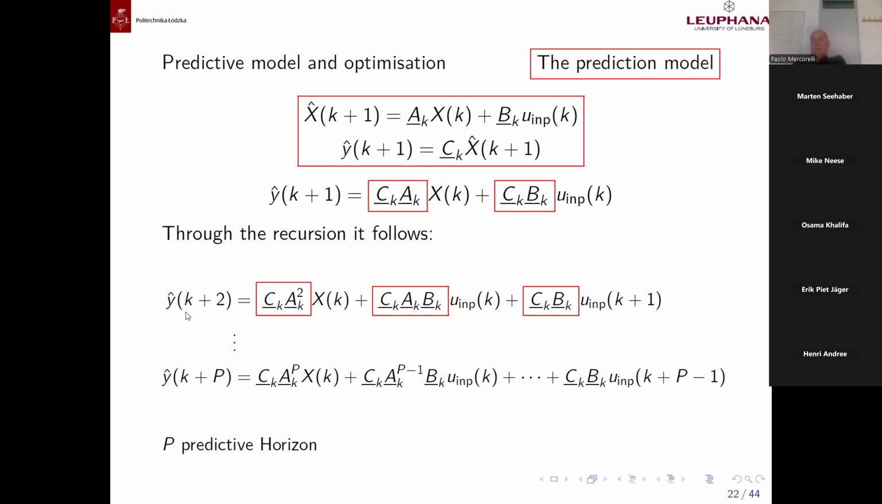Look, y hat, where hat means prediction, calculated for k plus 2, can be expressed in this form. How can we do that? Extremely easy, because if I add an element here, plus 2, I will have this plus 2, and I will have here plus 1, and I can plug in now again this expression here.